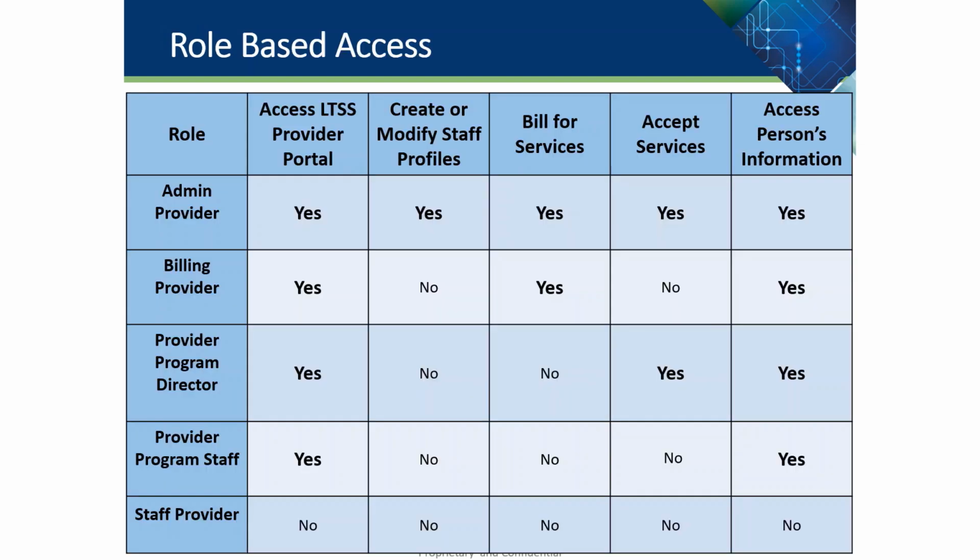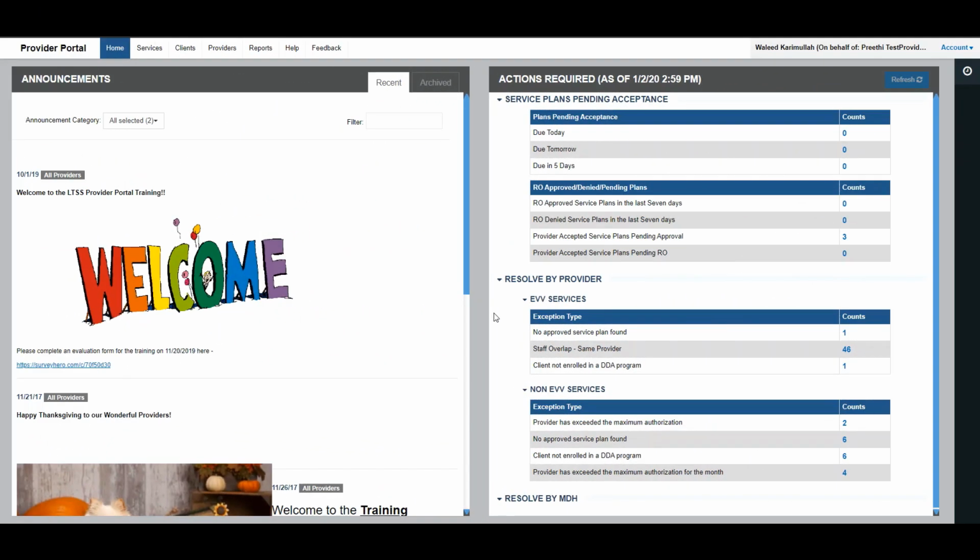So here is the different role-based access that we just covered, and all of the things that a provider can do in the system and what they cannot do. Now that we have reviewed the different provider agency roles in the LTSS Maryland Provider Portal, we will now go through the steps of creating the staff profile. The provider agency admin provider role can create a new staff profile to enable staff to access the provider portal or the ISAS IVR system.